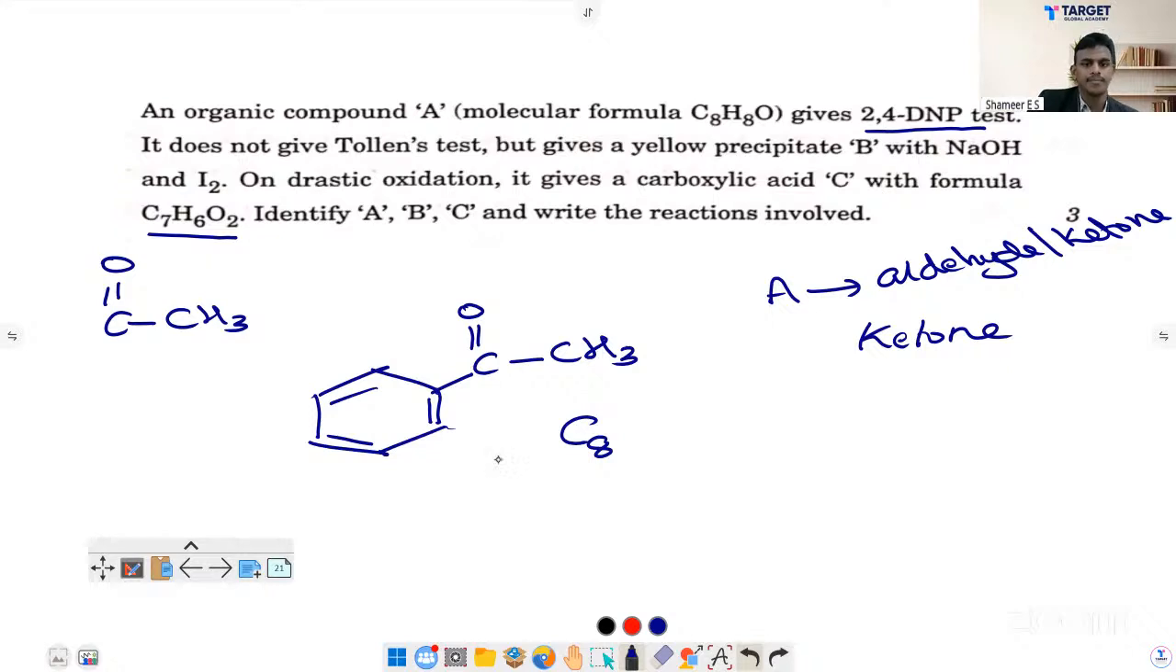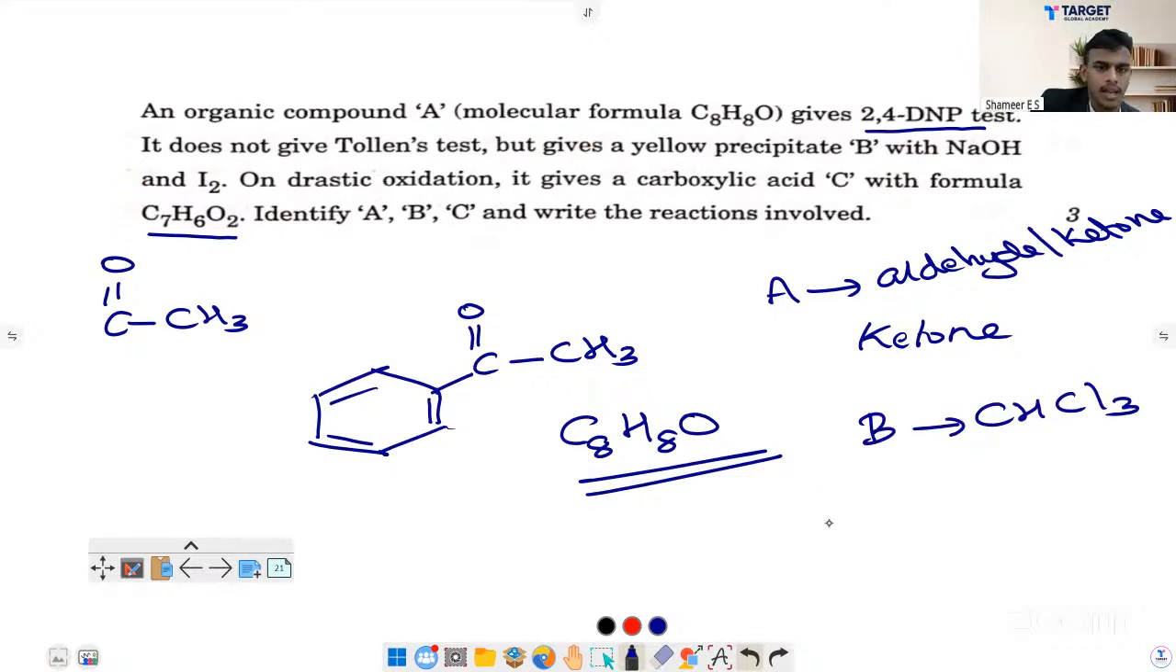Yes, 8 carbon atoms. Then what will happen? You can see hydrogen 1, 2, 3, 4, 5 hydrogen here. 5 plus 3, 8 hydrogen and 1 oxygen. Confirmed. Finally, what is the structure of B? Yellow precipitate, B will be haloform. C is a carboxylic acid. This group will convert to COOH. Right? So 7 carbon atoms only.